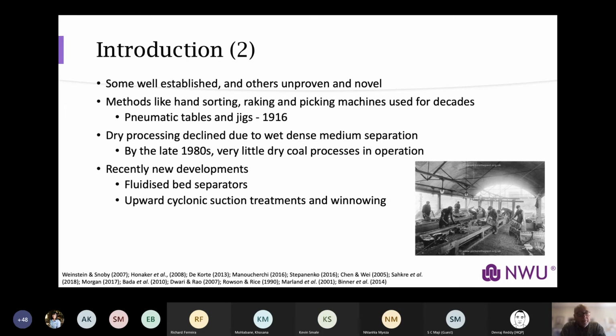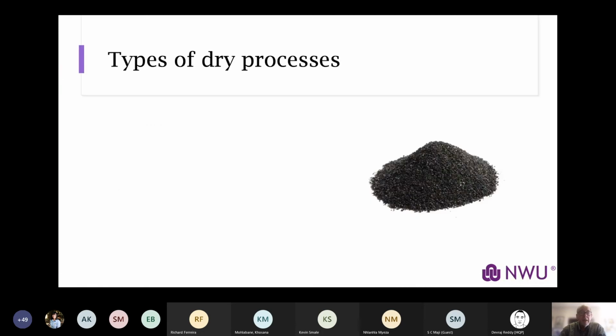So nowadays we've got the newer developments. Fluidized bed separators are coming back on, upward cyclonic suction treatments and winnowing. I'll talk a little bit about those in a little bit more detail. And then on the finer side, to go for the fine particles, you can consider electrostatic and magnetic separation, although this is still far, far away from economic implementation.